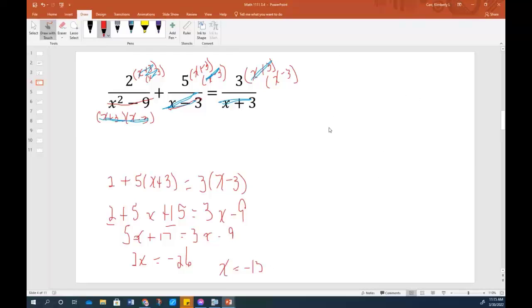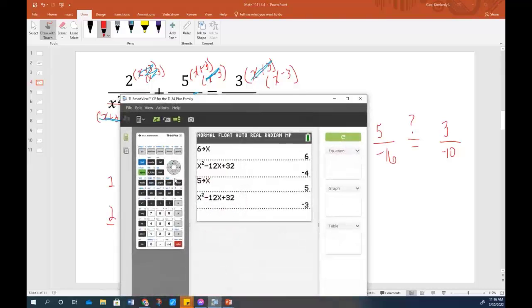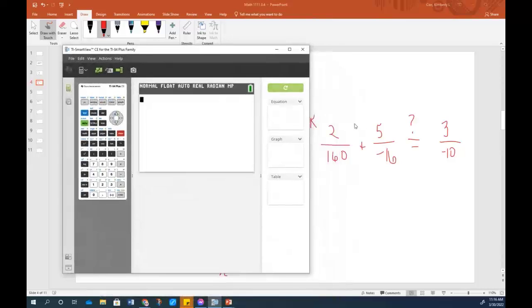So I believe that's my answer. I'm going to check. Negative 13 squared is 169 minus 9 is 160. And I have plus 5 over negative 13 minus 3 more, which is negative 16. And I'm going to check and see if that equals 3 over negative 10 when I plug that one in. So now this one is just going to be easiest for me to pull up my calculator and do a quick check. You just want to make sure that that left-hand side equals the right-hand side.